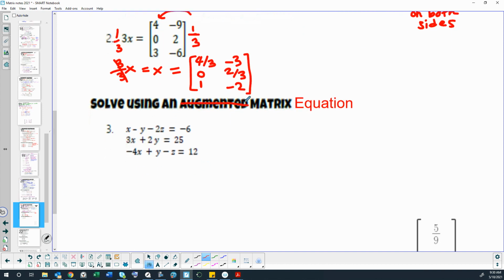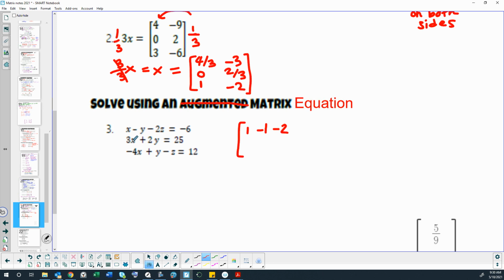This says solve using an augmented matrix, but I crossed off augmented and I changed this to matrix equation. This is what we started to look at in our previous video. So again, instead of making that augmented matrix, it's very similar. I still just do the coefficients, but I'm actually going to do several matrices instead. So the coefficient next to x is 1. And the coefficient next to -y is -1. The coefficient next to -2z is -2.